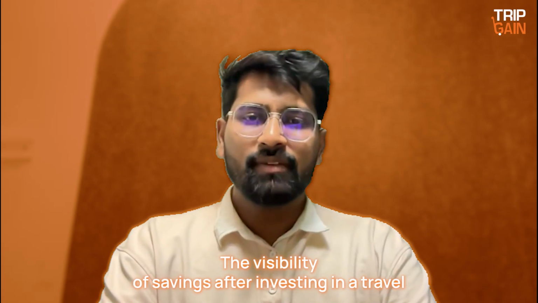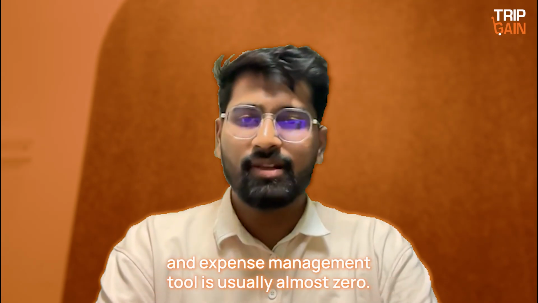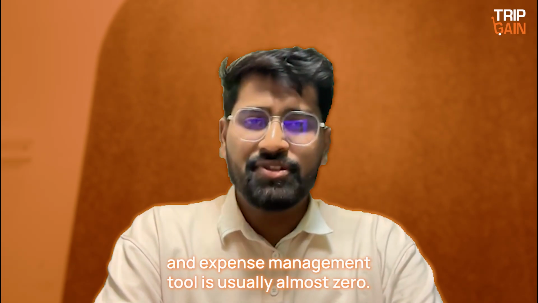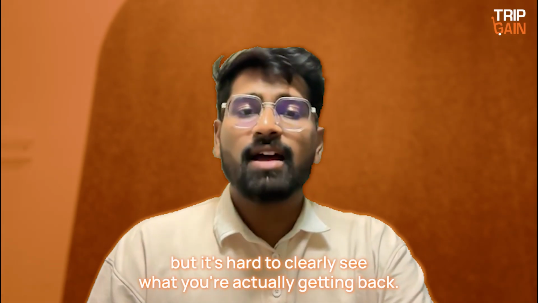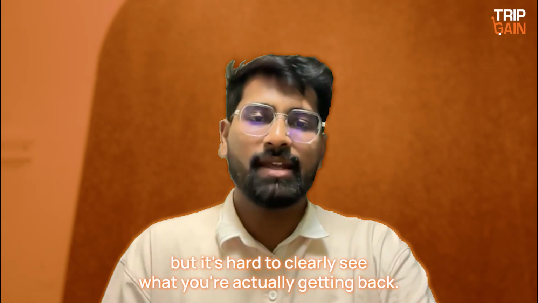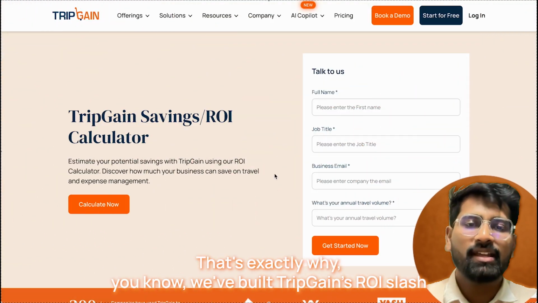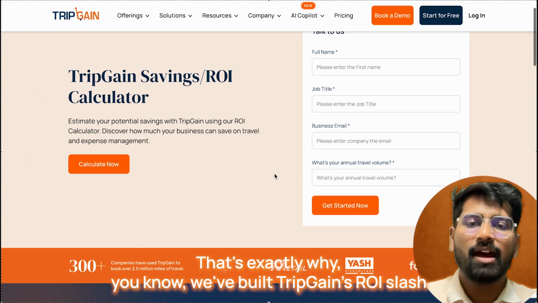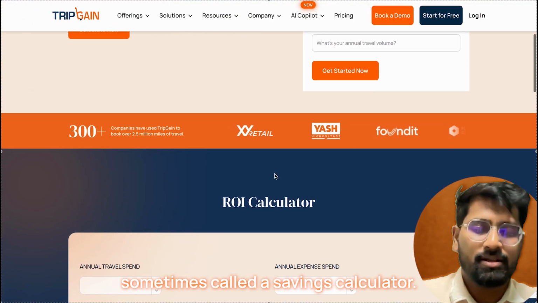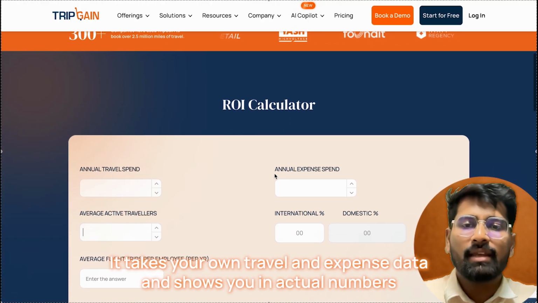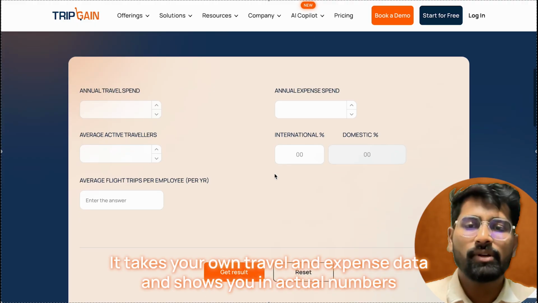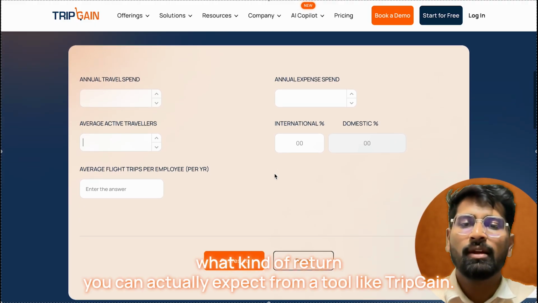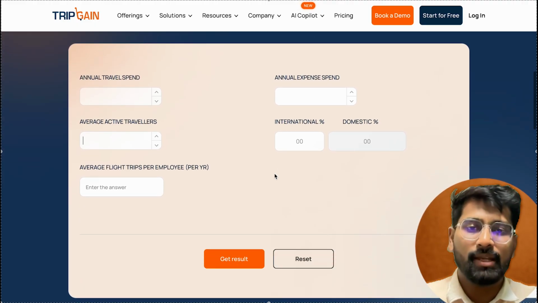The visibility of savings after investing in a travel and expense management tool is usually almost zero. You're spending money on a platform, but it's hard to clearly see what you're actually getting back. That's exactly why we've built TripGain's ROI, sometimes called the savings calculator. It takes your own travel and expense data and shows you in actual numbers what kind of return you can actually expect from a tool like TripGain.